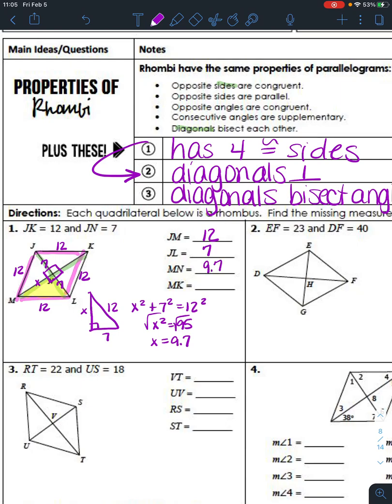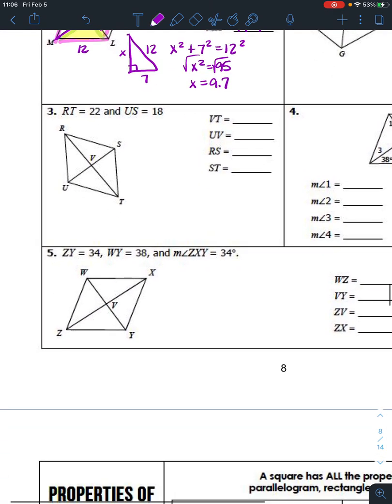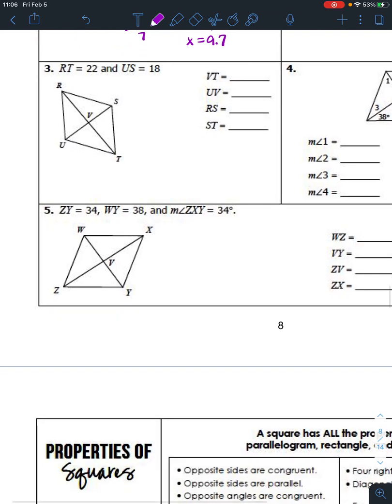So x, or MN, is 9.7. And then MK is the entire diagonal. Remember that the diagonal was bisected. It was cut in half, which means you would double that 9.7 and you get 19.4. So MK is 19.4. It's really important that we're going to use: the diagonals are perpendicular, and the diagonals bisect the angles. Those are two that are really important about rhombuses, or rhombi.